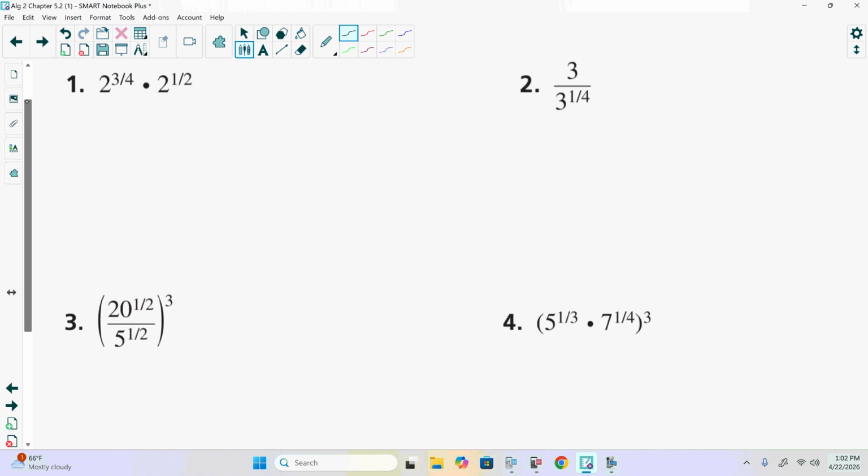2 to the 3/4 times 2 to the 1/2. Well, this would be the same as 2 to the 3/4 plus 1/2. 3/4 plus 1/2 would be 5/4. We could do 3/4 plus 1/2 in a calculator. It will tell us immediately what it is. Questions on this here?